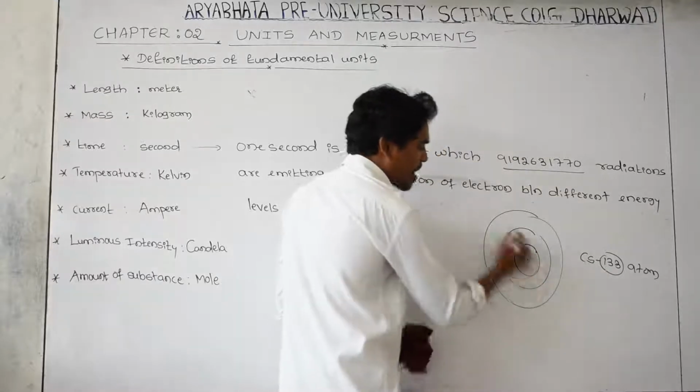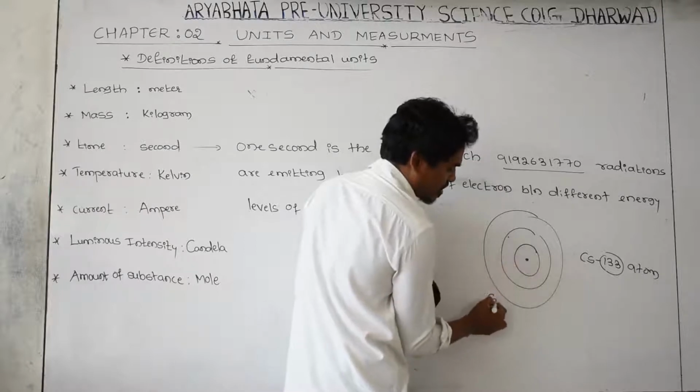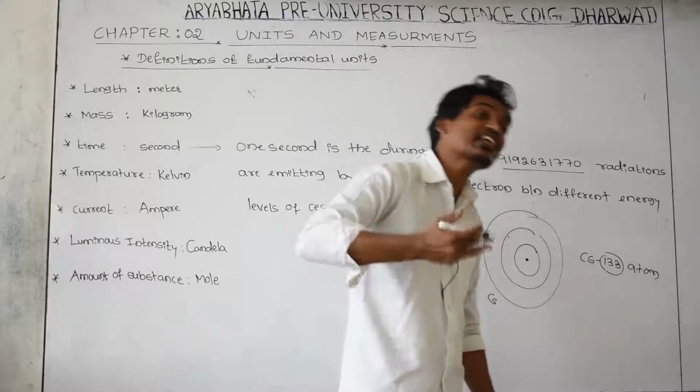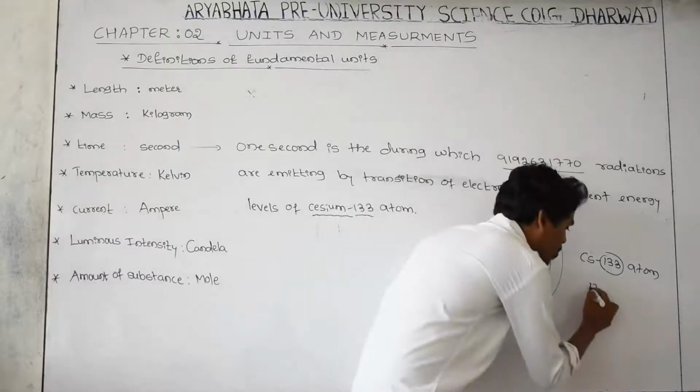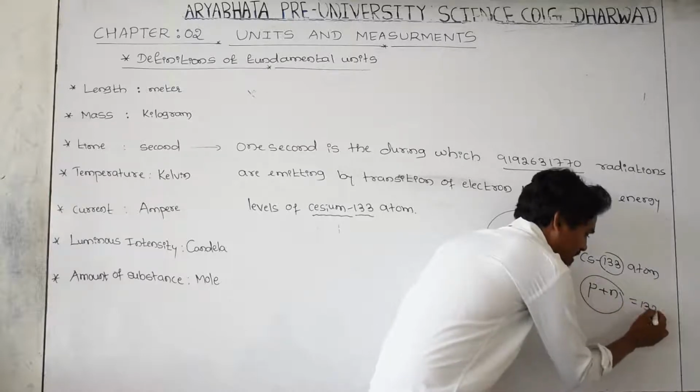And this is the cesium atom, and this is the nucleus. In the nucleus of cesium, how many nucleons are there? It means that the protons plus neutrons, if you add, it is exactly equal to 133.